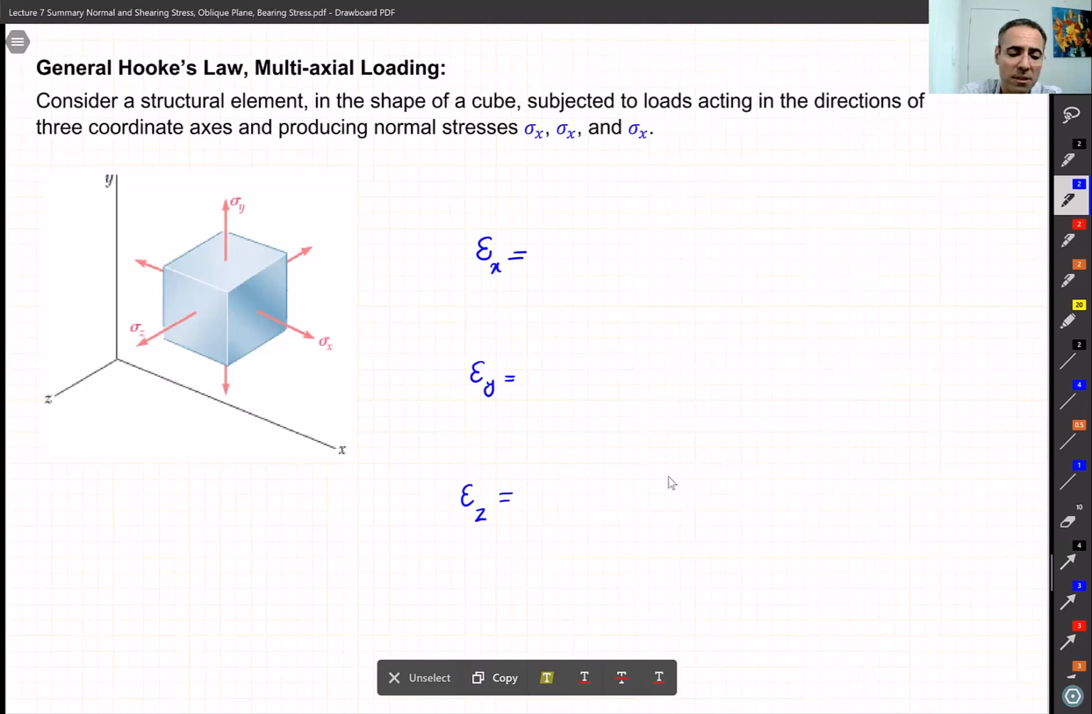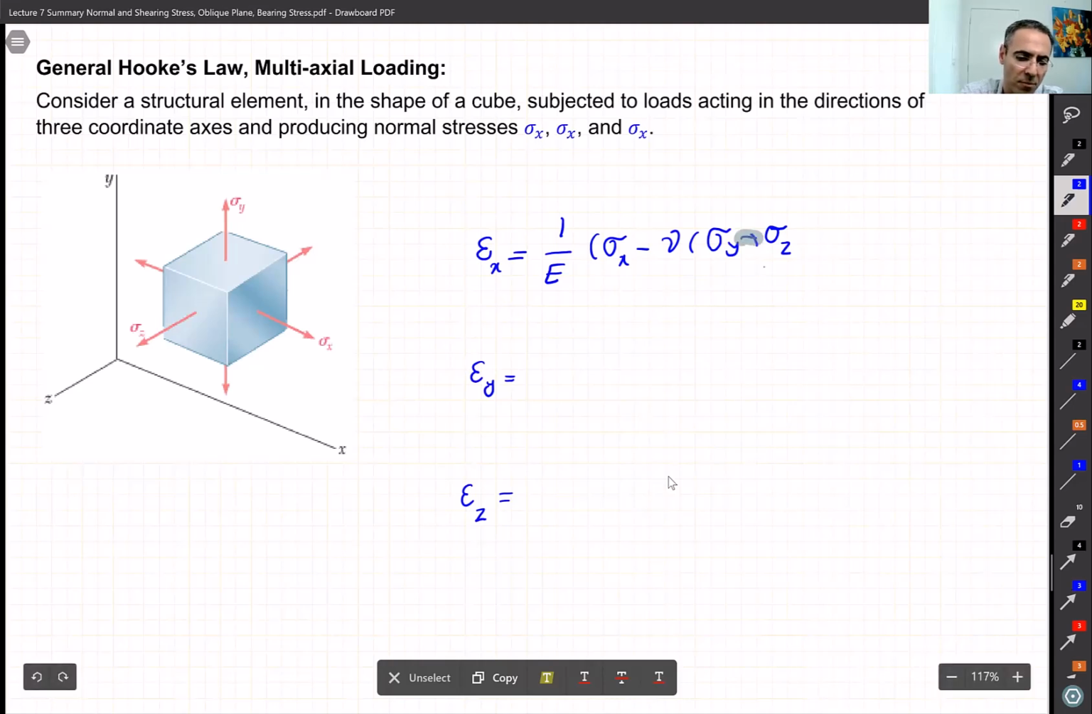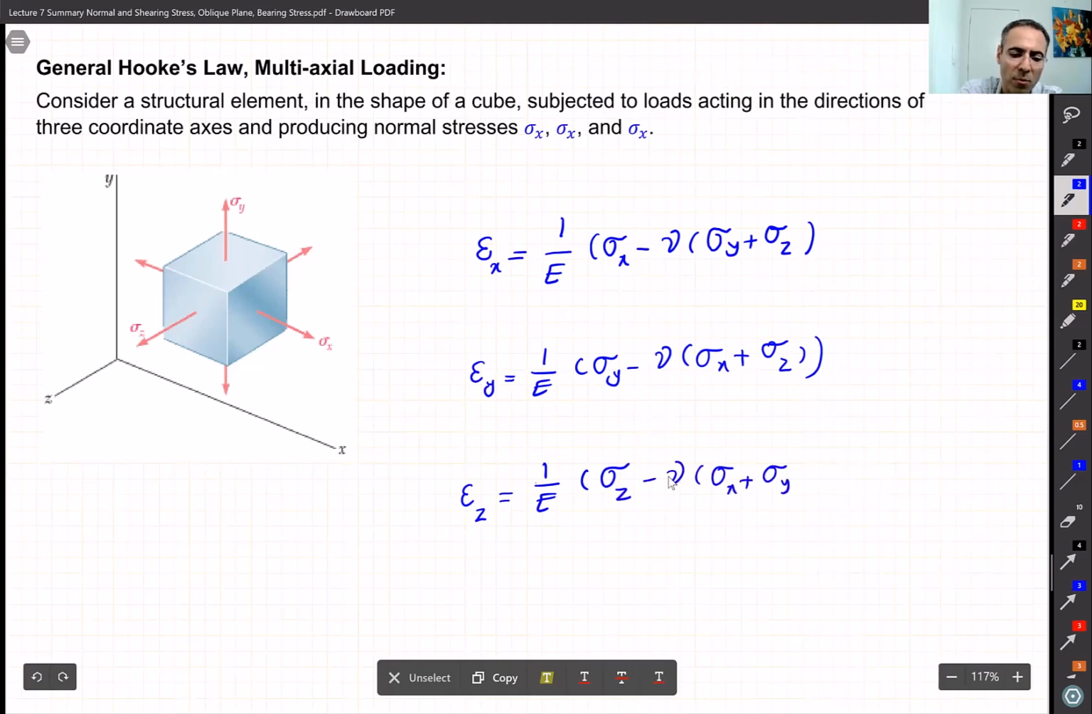Epsilon X is 1 over E times sigma X minus nu times (sigma Y plus sigma Z). Sorry for my handwriting. And epsilon Y is 1 over E times sigma Y minus nu times (sigma X plus sigma Z). And epsilon Z is 1 over E times sigma Z minus nu times (sigma X plus sigma Y).